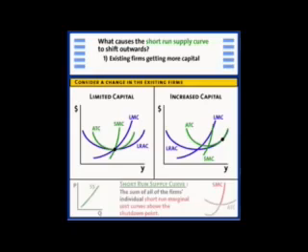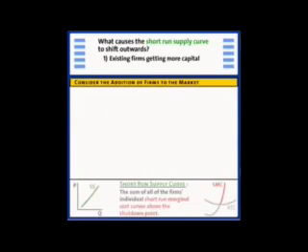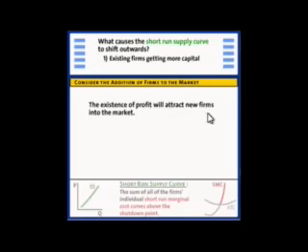The second reason that the short run supply curve will shift outward is adding more firms. In the long run, when there's free entry, the existence of profit in this market will attract new firms into the industry. When new firms are attracted into the industry, those new firms add their short-run supply curves to the market. And that causes the market short-run supply curve to shift outwards. It shifts outwards because we are adding new firms.